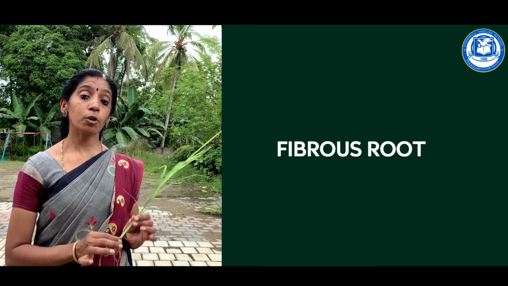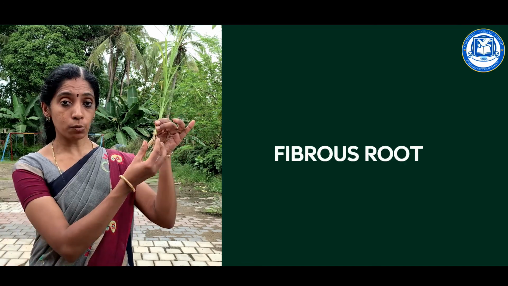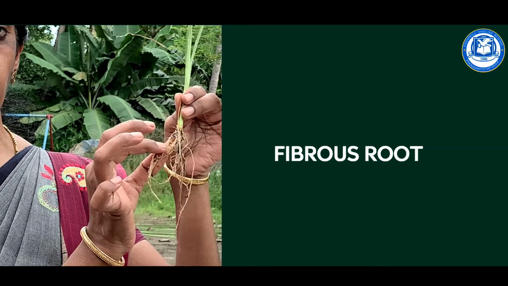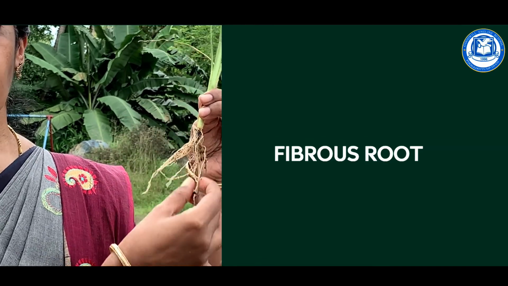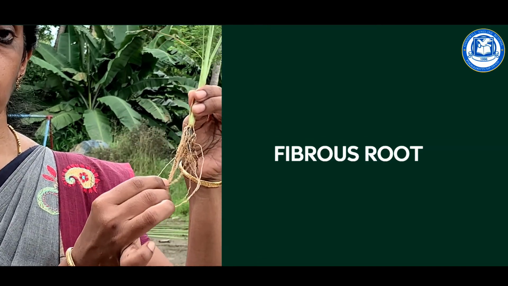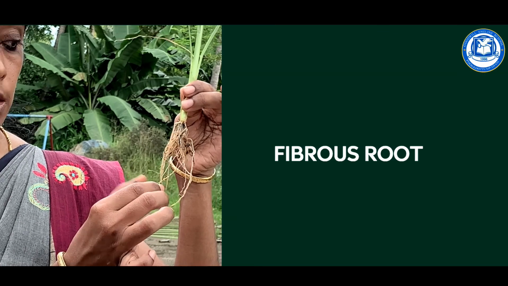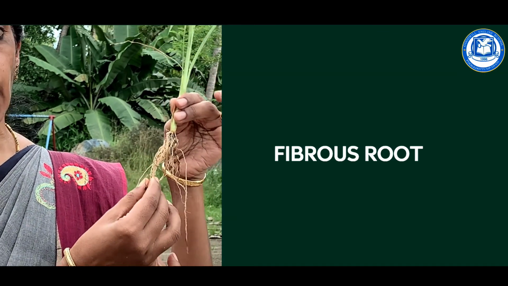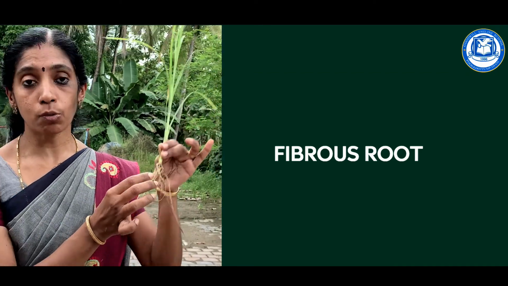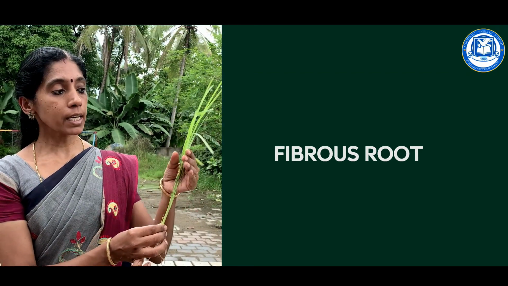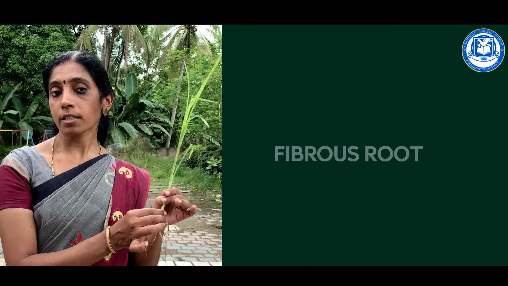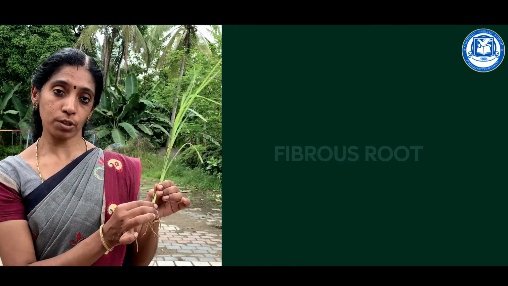Now let us talk about fibrous roots. Roots which all start from the base of the plant and look hair-like are known as fibrous roots. Plants like grasses have fibrous roots. Small plants have fibrous roots.